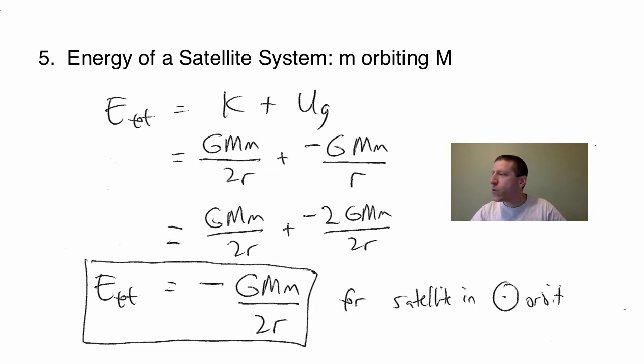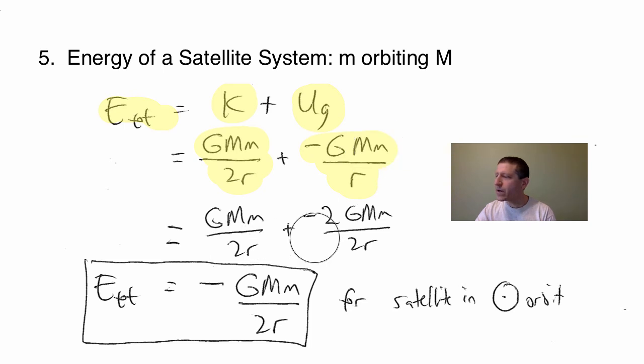For a satellite in orbit, and again, this only works for satellites in orbit, the total energy is equal to the kinetic energy plus the gravitational potential energy. This is what we just derived for kinetic energy: GMm over 2R. Again, it only works for a satellite of mass m orbiting a big old planet or sun of big M, where R is the center-to-center distance between them. Notice this kinetic energy is positive.